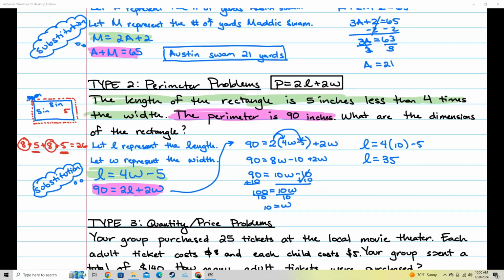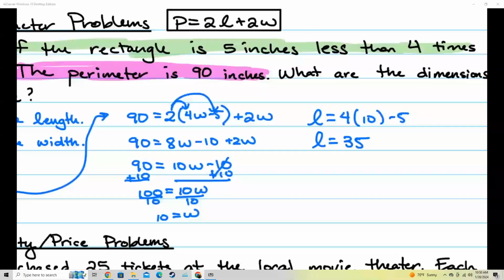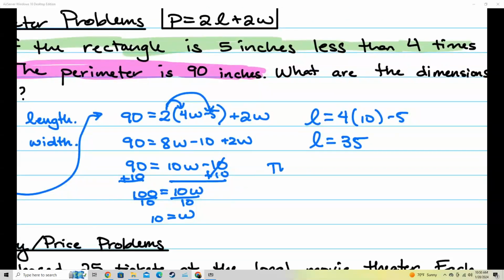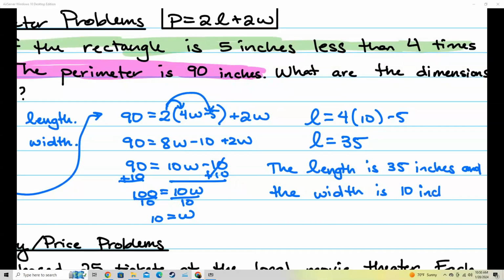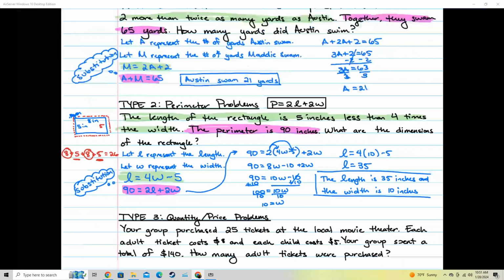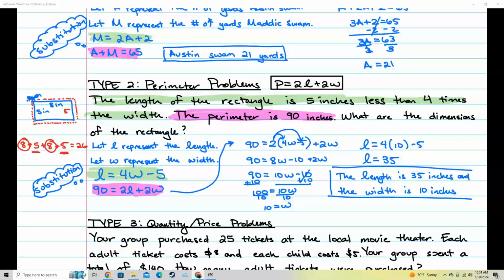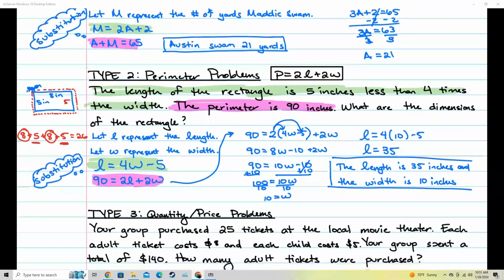Now, step 4, I need to answer the question, which is what are the dimensions of the rectangle? I get to say that the length is 35 inches and the width is 10 inches. And that finishes out my second problem. Moving on to problem number 3.